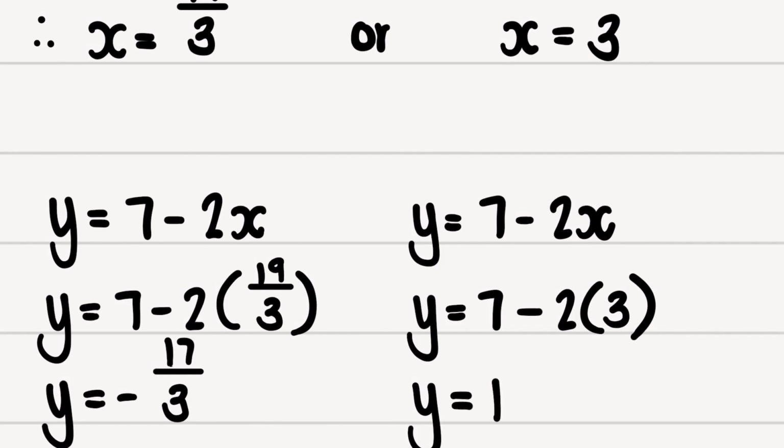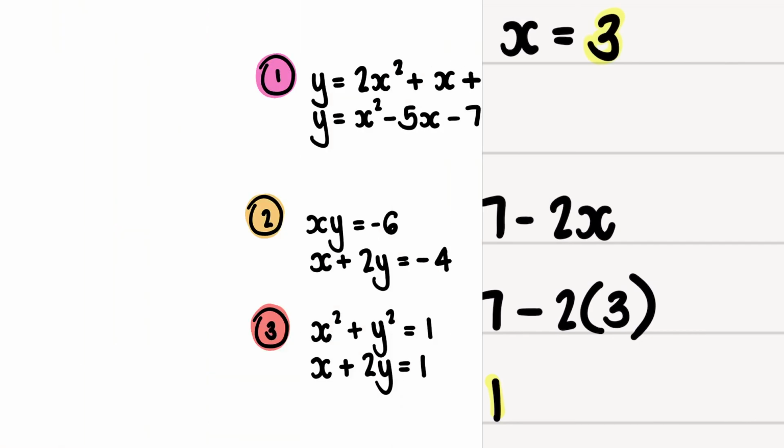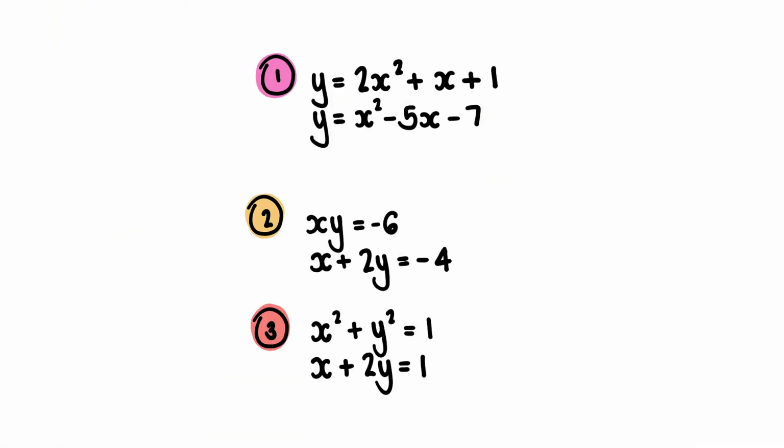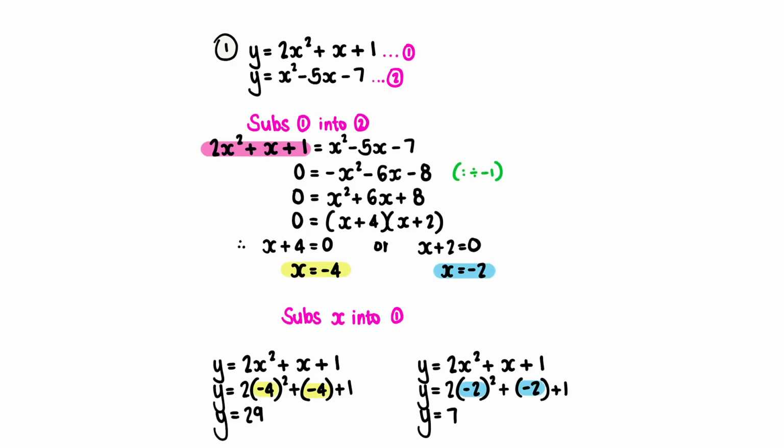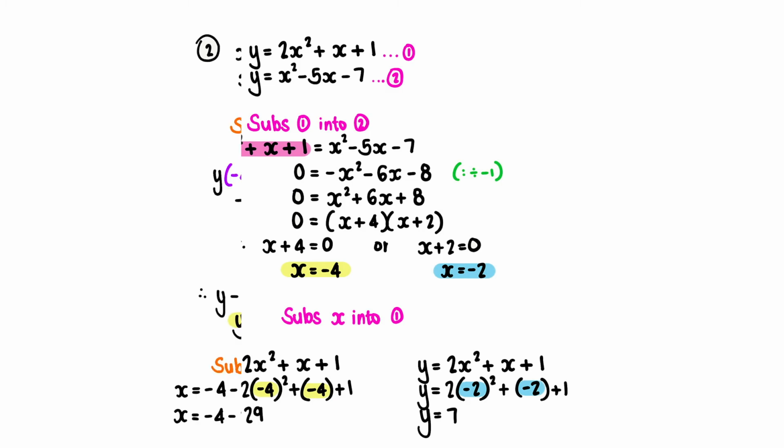So now I have an x value of 19 over 3 and a corresponding y value of negative 17 over 3. I have an x value of 3 and a corresponding y value of 1. Please will you pause the video now to attempt the your turn question. Now that you've paused the video, here is the answer.